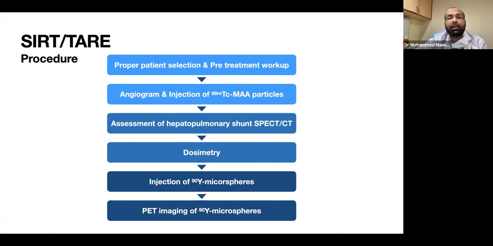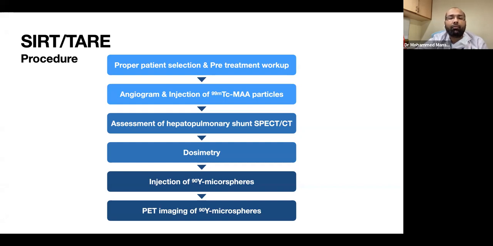session of treatment, and that is followed by taking the patient again to the cath lab and injecting yttrium microspheres. The exact pathway is laid down in the first angiogram, which selects the arteries that feed the tumor, and those arteries are only targeted, and you directly go catheterize the same vessels and then inject the microspheres.